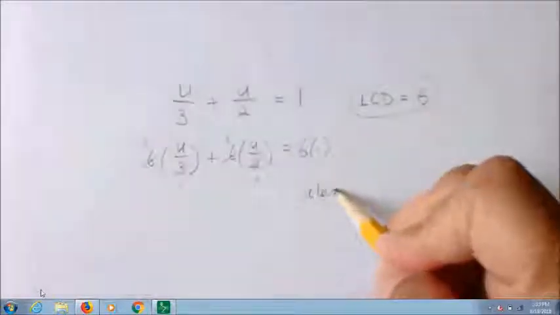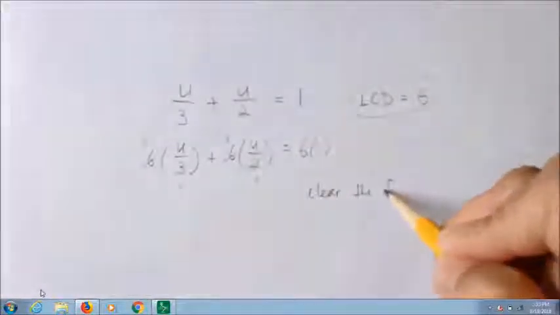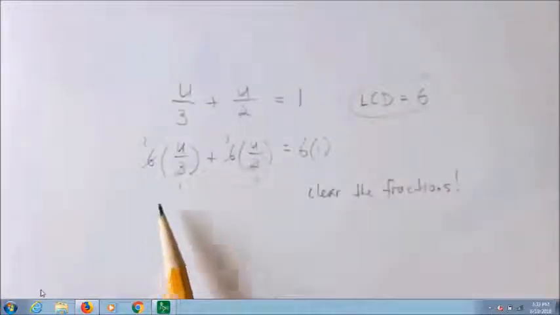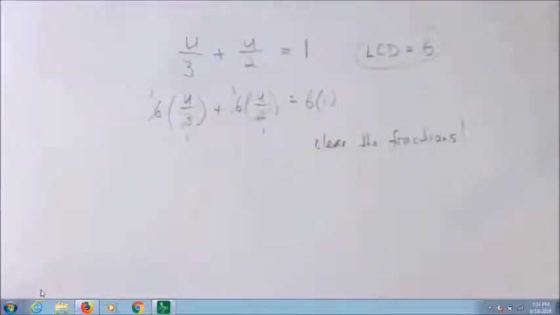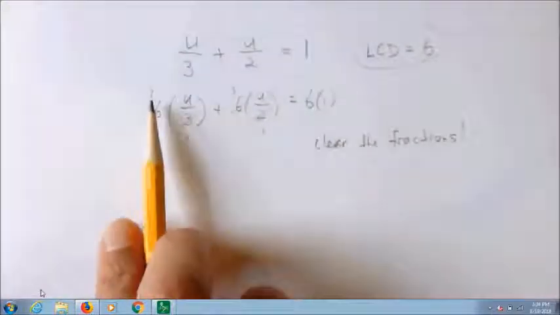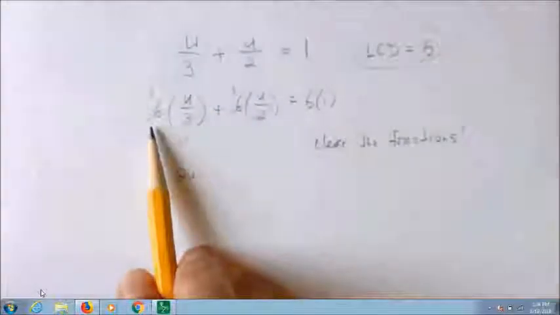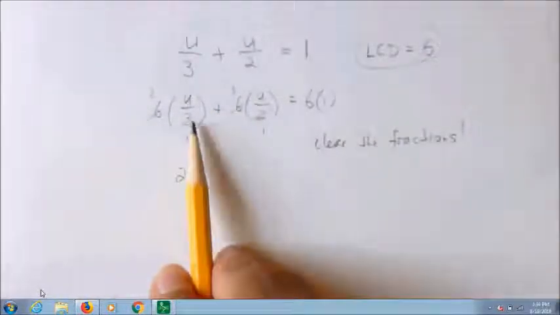So let me write that again. Clear the fractions. You know your fractions are clear when all of the denominators are 1. That means you have whole numbers. Now we multiply across. 2 times u is 2u. Now down below I have this 1 times 1, so I don't bother writing it.